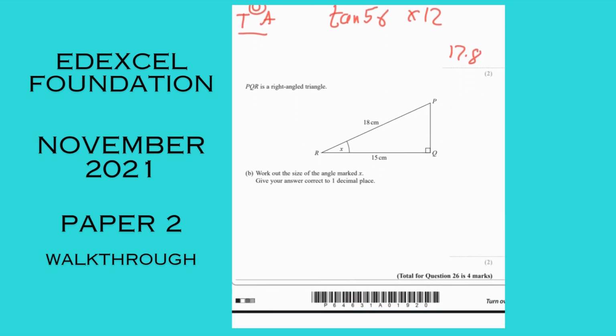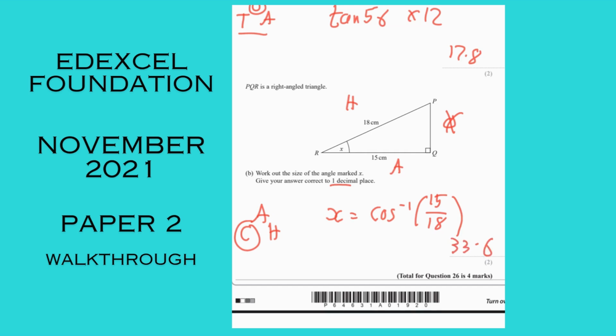And what better than a bit more? So here we go. Labels at the ready. Opposite is useless. So this is an adjacent and hypotenuse question. That's the CAH of SOHCAHTOA. So you want the angle. It's a divide. It's always a divide when you want the angle. So it's inverse or shift cos of the adjacent divided by the hypotenuse. It wants 1 dp, so 33.6.